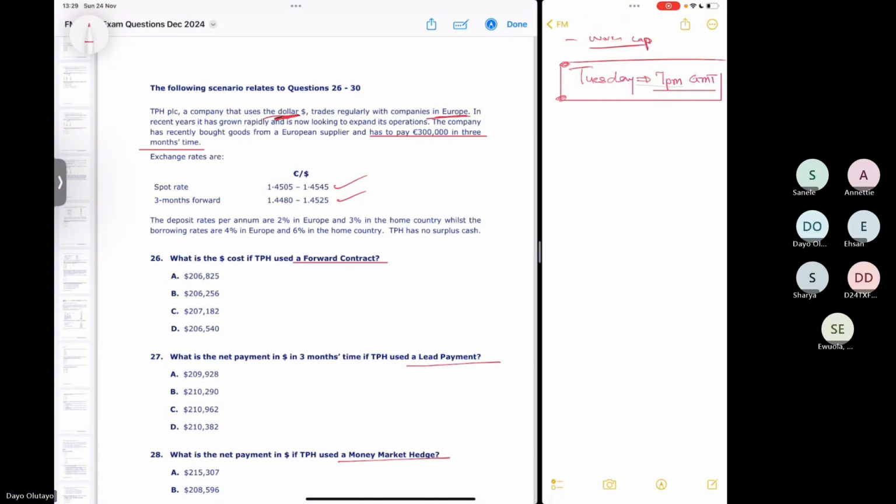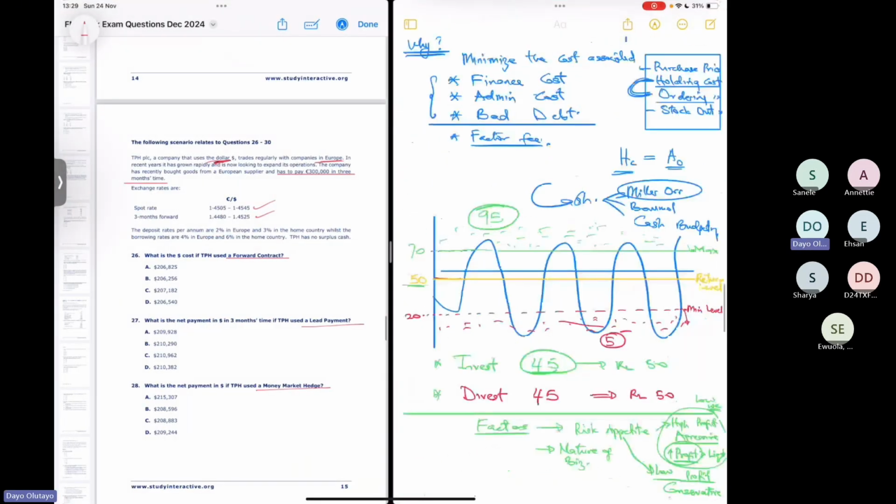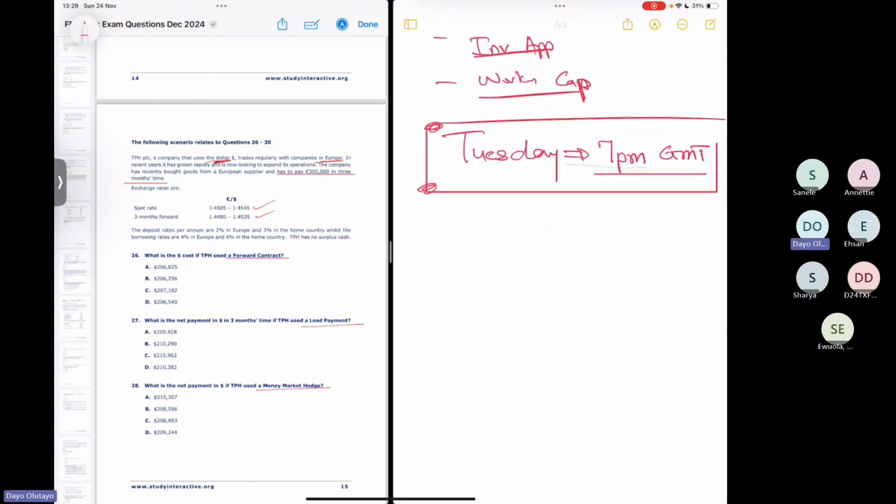So what I'm going to do first of all is give you a bit of introduction to the quoting system, because that is where most students struggle. Should we be using the buy rate? Should we be using the spot rate?